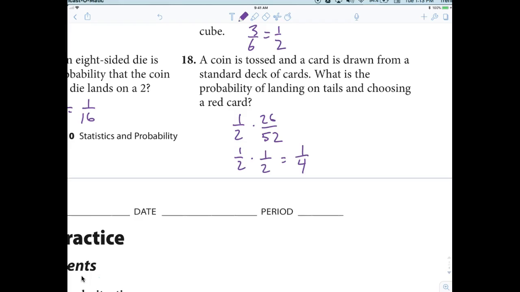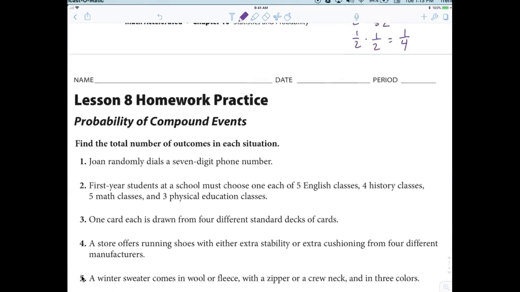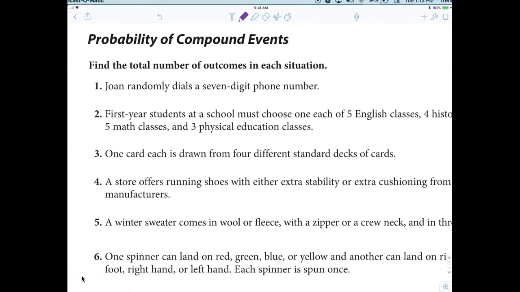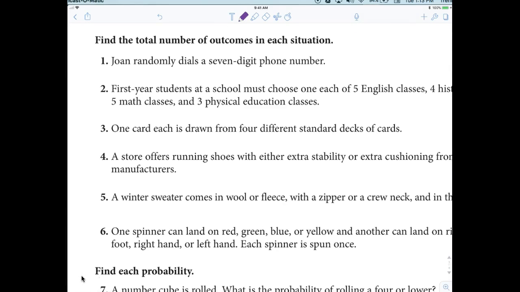All right? Is everybody okay with that? Now let's see if I've done a good job. If I've done a good job, the homework problems shouldn't be so bad. Number 1, I want someone to read that. I want someone to try to tell me what they think the answer is. Joan randomly dials a 7-digit phone number.